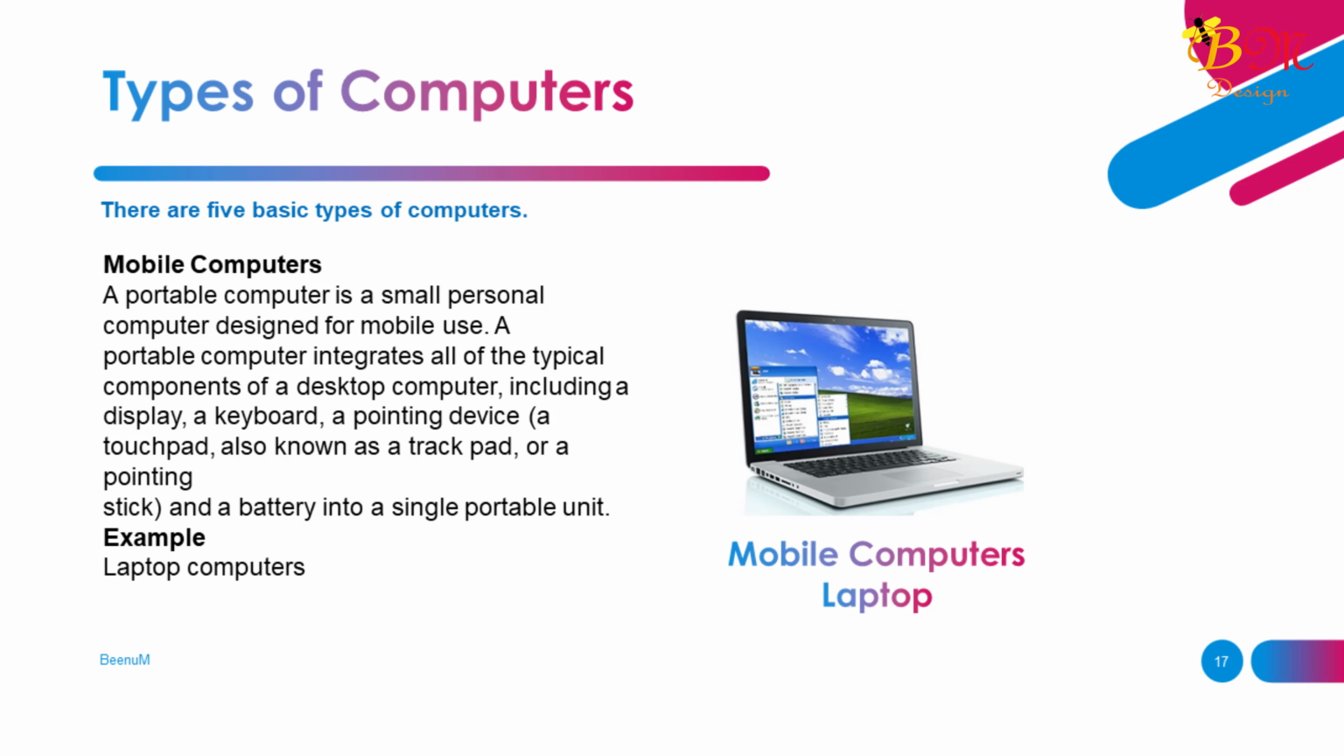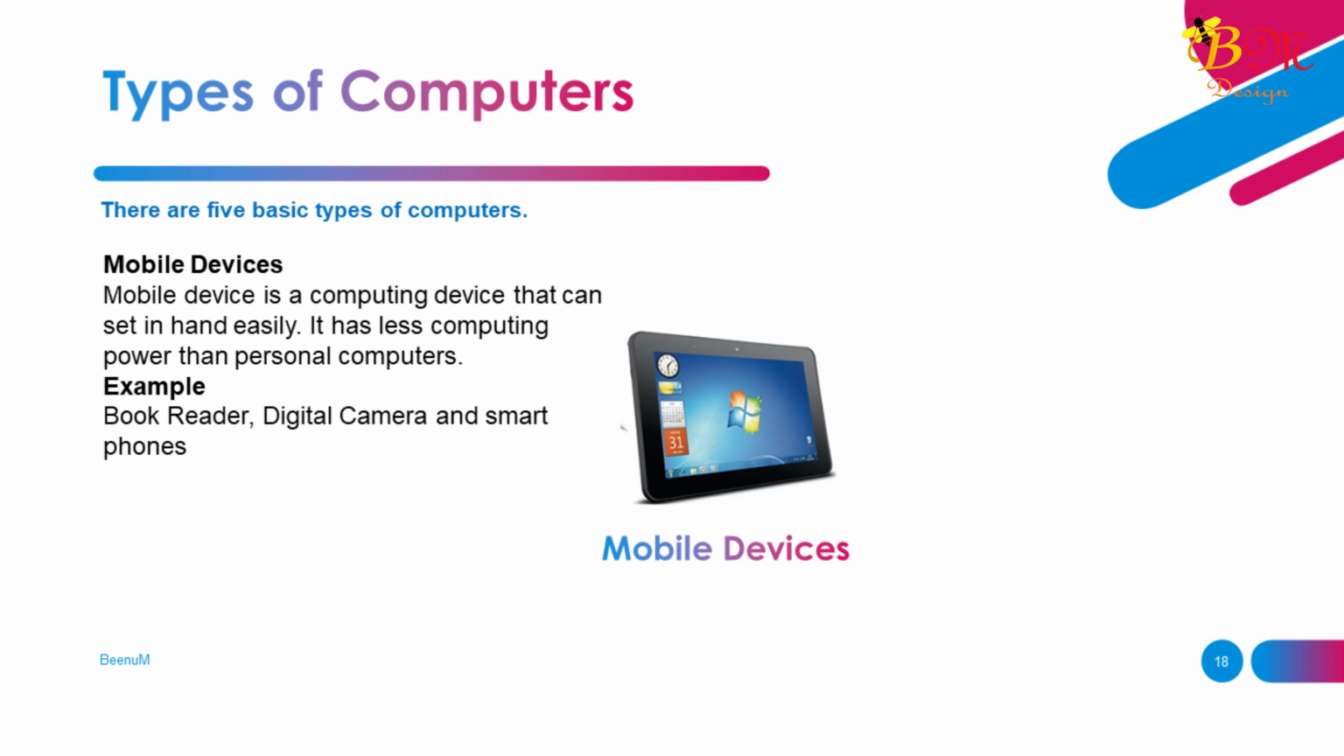Mobile computers. A portable computer is a small personal computer designed for mobile use. A portable computer integrates all of the typical components of a desktop computer, including a display, a keyboard, a pointing device, a touchpad, also known as a trackpad, or a pointing stick, and a battery into a single portable unit. Example: laptop computers.